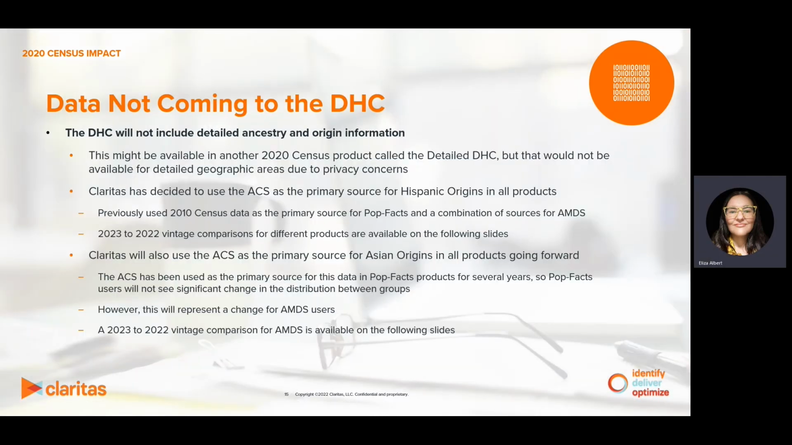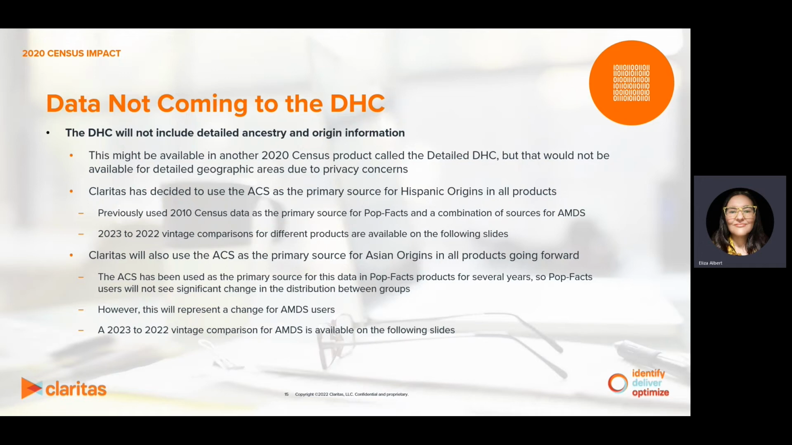Now let's talk about data that's not coming to the DHC. So the DHC will not include detailed ancestry or origin information. This might be available in another 2020 census product called the Detailed DHC, but that would not be available for detailed geographic areas due to privacy concerns.